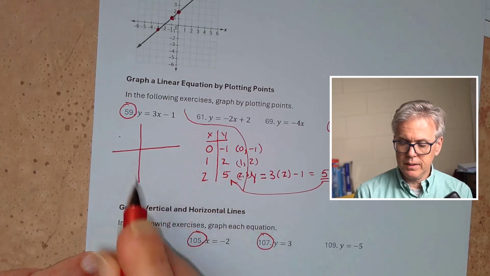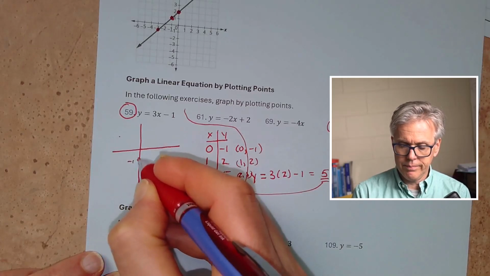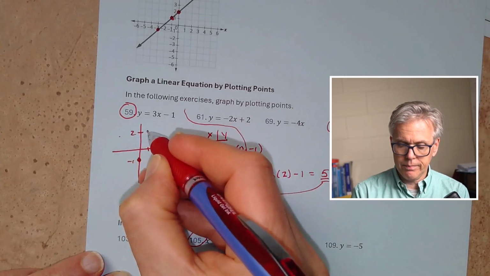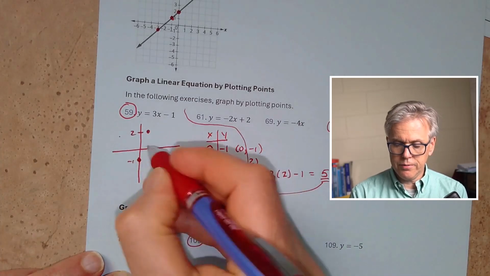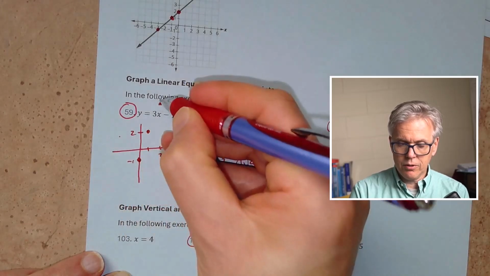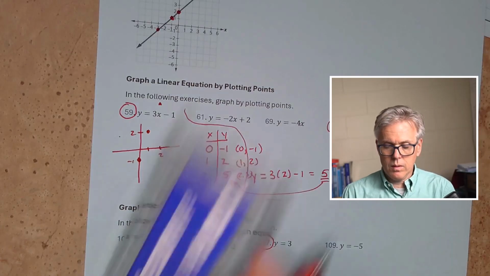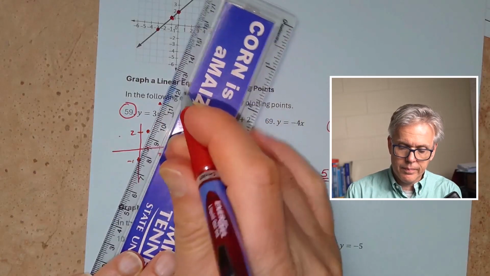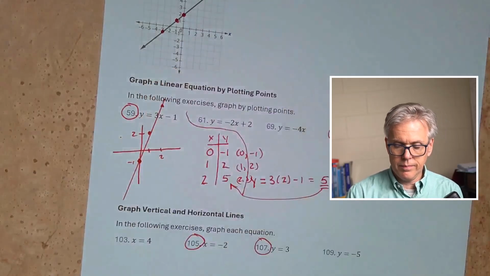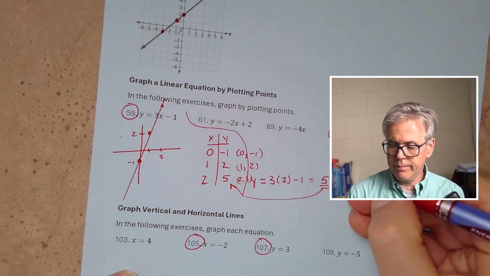So I plot those points. 0, down negative 1. I'm just going to call that negative 1. 1, 2, over 1, and then they're going to go up 2. And then 2, 5. There's 2. Call that 5. And then we draw a nice straight line. There we go.